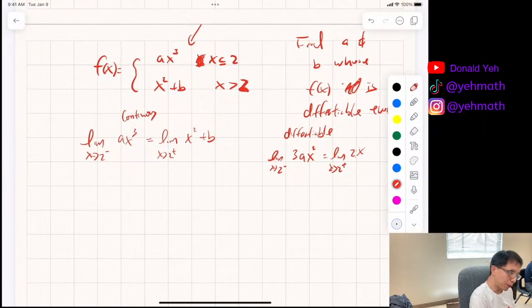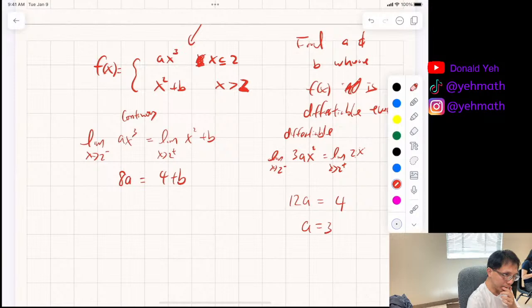So now we're going to plug in 2. That's going to give you 8a is equal to 4 plus b. Is that okay? And then for this one, 4 times 3 is 12a is equal to 4. Then a is equal to 1 over 3. I can't divide today. So a is 1 over 3.